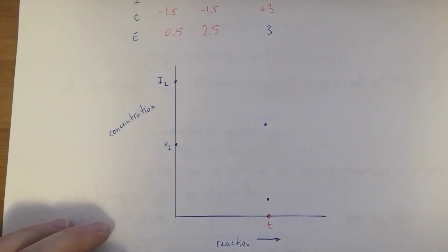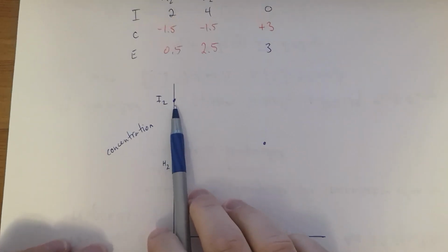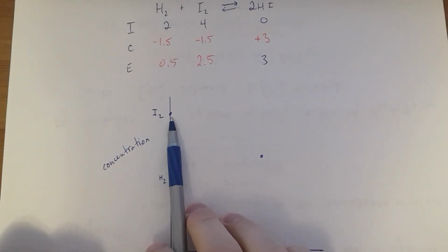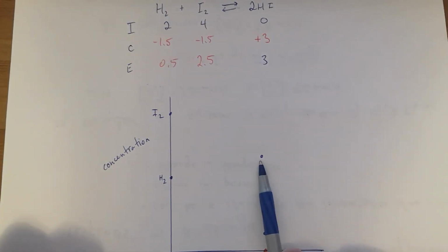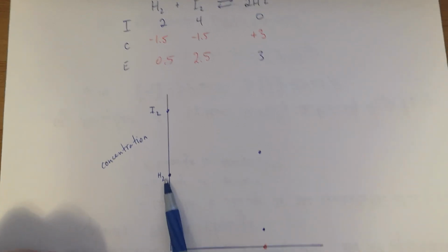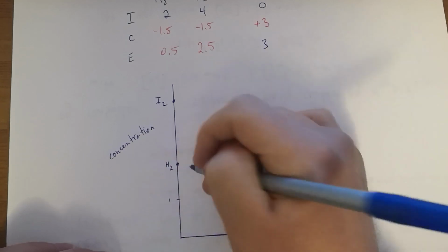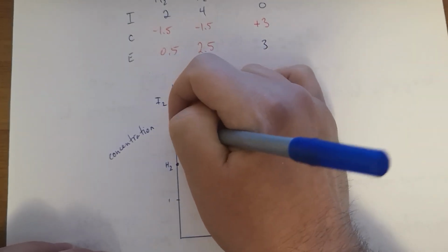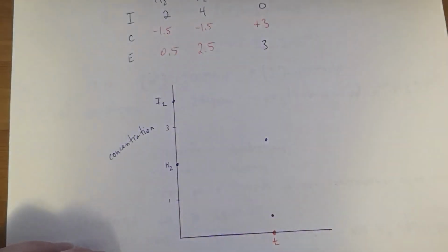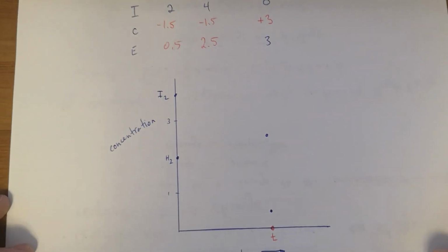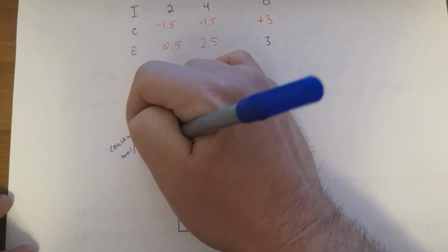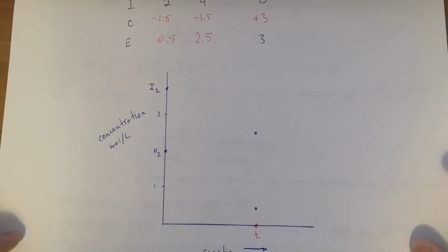Okay, so those dots indicate the initial concentration. So iodine is going from 4 to 2.5. Hydrogen is going from 2 to 0.5. I can maybe label these now. 1, 2, 3. This is a 4. Okay, moles per liter, should have mentioned. My graph's coming together. Okay, let's talk about the shape.